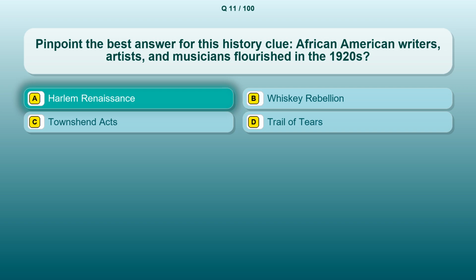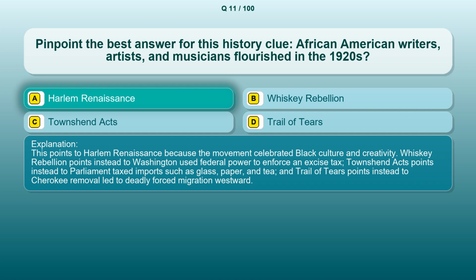The correct answer is option A, Harlem Renaissance. This points to Harlem Renaissance because the movement celebrated black culture and creativity. Whiskey Rebellion points instead to Washington used federal power to enforce an excise tax. Townsend Acts points instead to Parliament taxed imports such as glass, paper, and tea. And Trail of Tears points instead to Cherokee removal led to deadly forced migration westward.